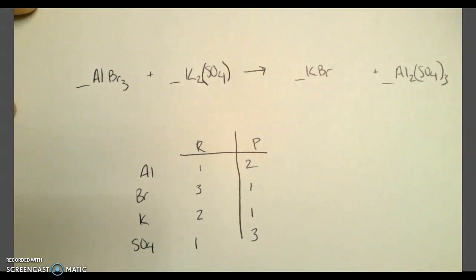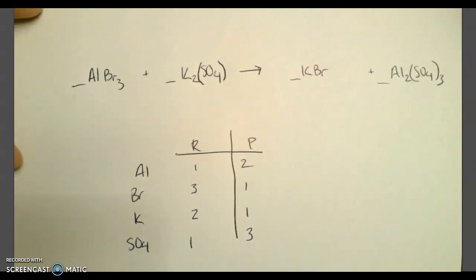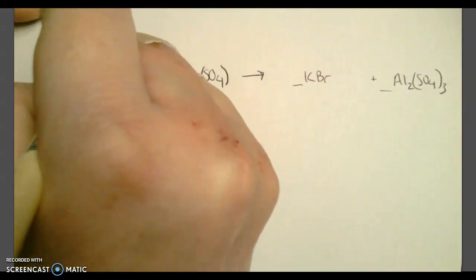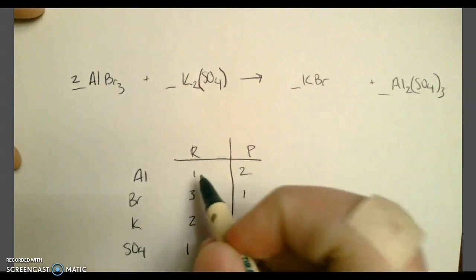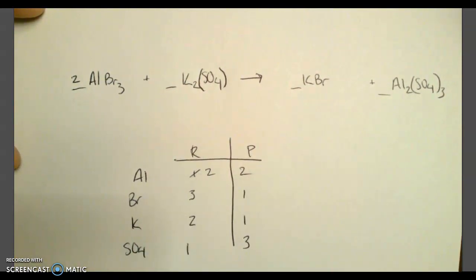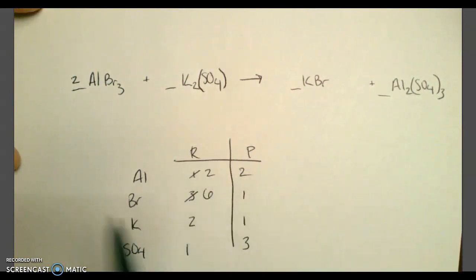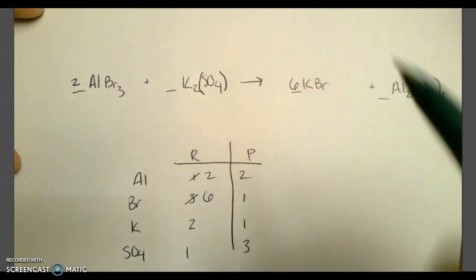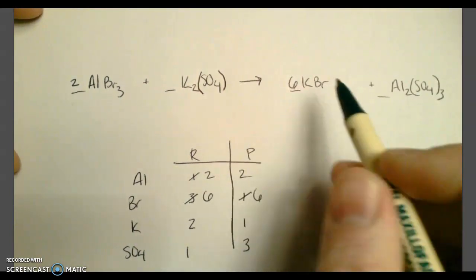Cool, let's go ahead and start balancing. We can really start anywhere on this. So let's go ahead and start at the top. With aluminum, I'd like to make that match, so I'm going to put a 2 in front on this side. That causes that to become 2, and bromine to become 6. Bromine is the thread, so we're going to pull the thread. When I pull that thread, I put a 6 here in front to make bromine 6.